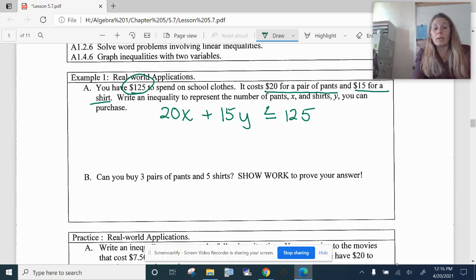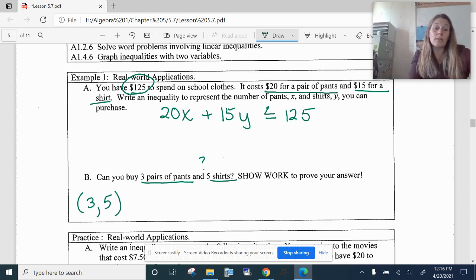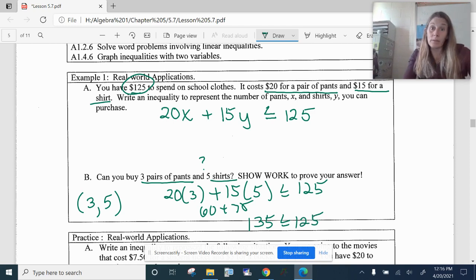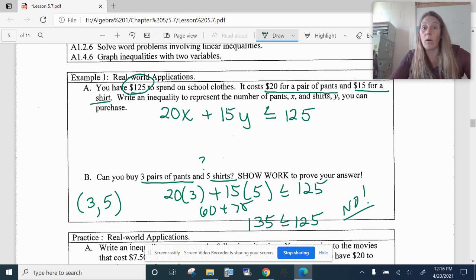Now, here's our follow-up question. Can you buy 3 pairs of pants and 5 shirts? Well, the pants are represented by X. The shirts are represented by Y. So we're essentially saying, is the point (3, 5) a solution? So we would substitute in the 3 for the X and the 5 for the Y. This would work out to give us 60 plus 75, which is 135. And that is definitely not less than or equal to 125. So no, you would not be able to buy all of those items. You would not have enough money.